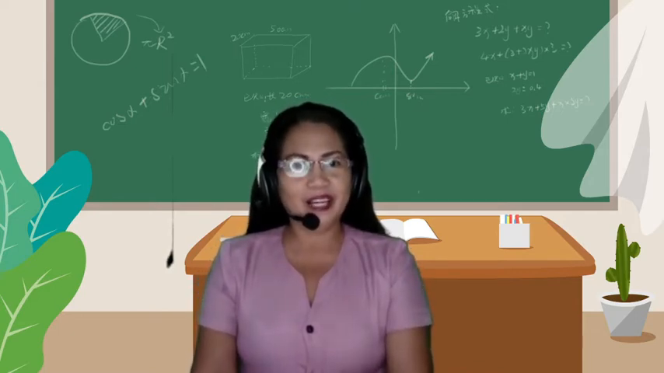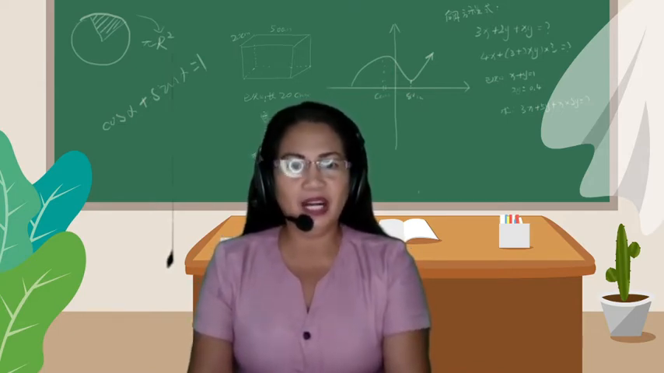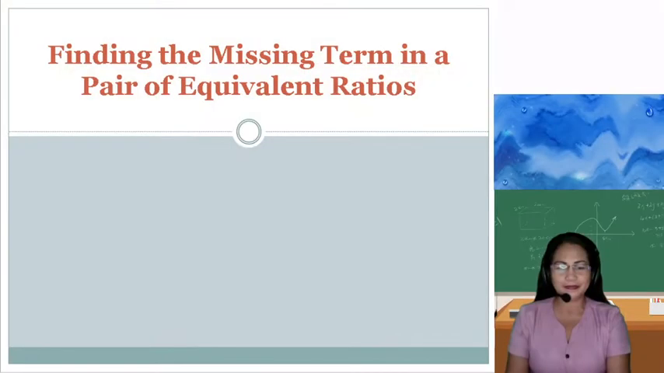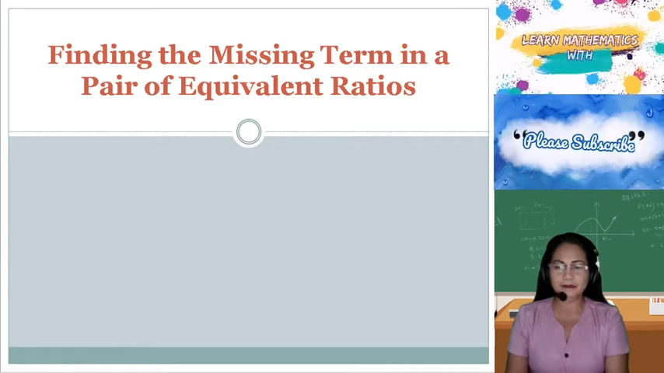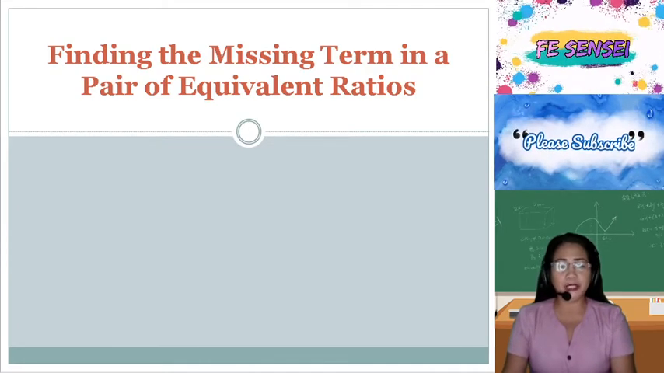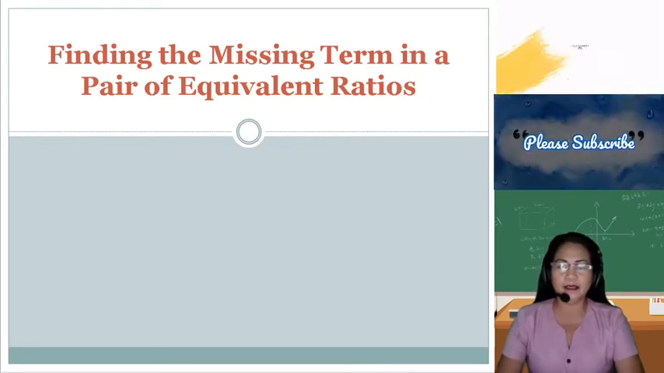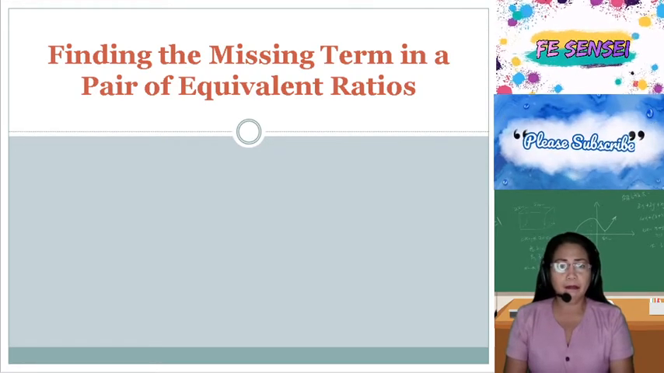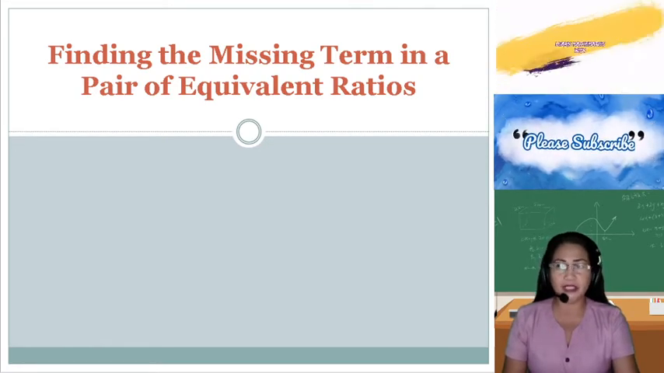Okay, are you ready, guys? Hold on and watch for the PowerPoint presentation. Finding the missing term in a pair of equivalent ratios. How to find the missing term in a pair of equivalent ratios?